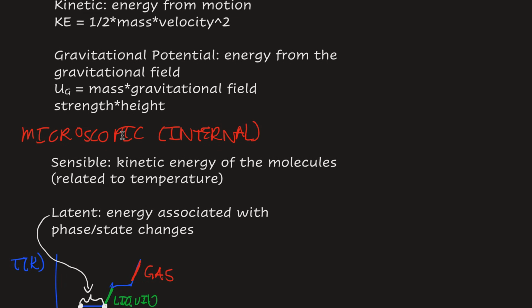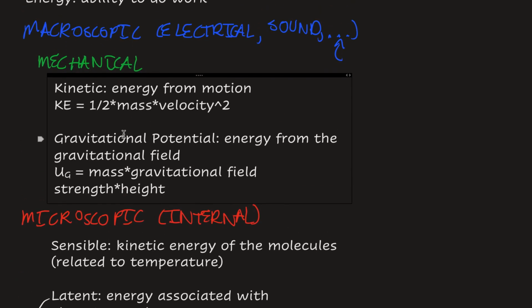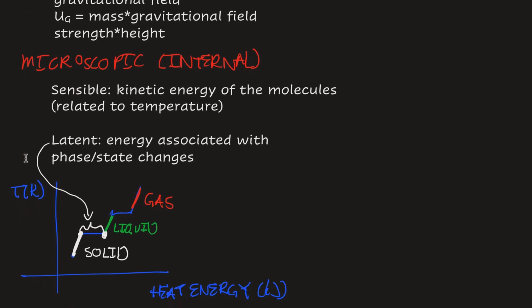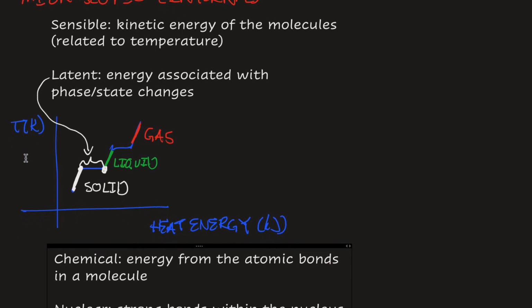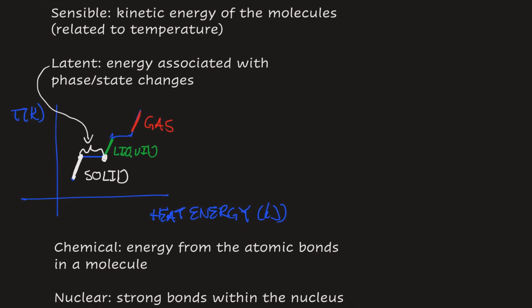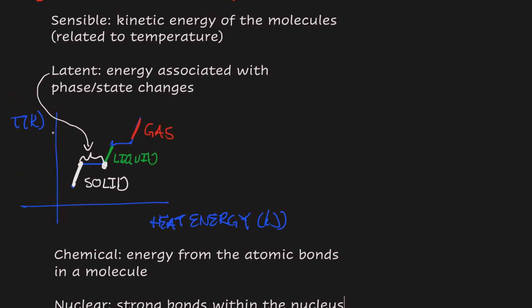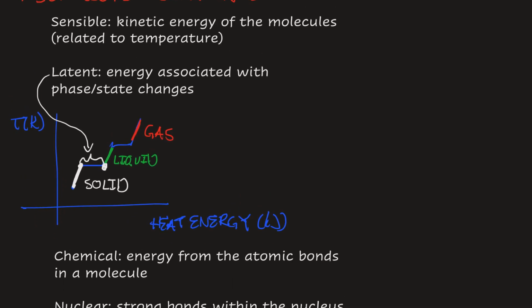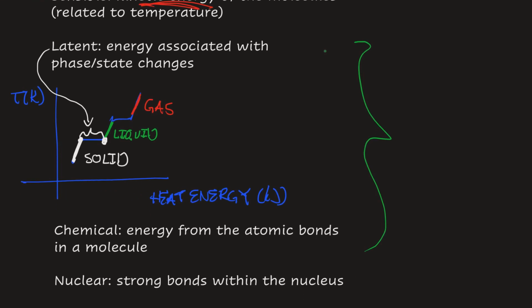One interesting thing to note is that for the macroscopic scale, we have that kinetic energy, and we have potential energy as well. On the microscopic scale, we have a similar thing. So we have sensible energy. So this one you could think of as the kinetic energy on the microscopic scale. And then the rest of these, so latent, chemical, and nuclear, they're kind of the potential energy on the microscopic scale.